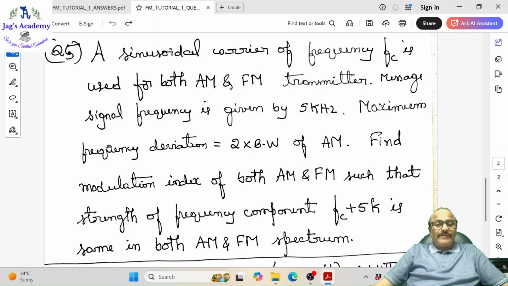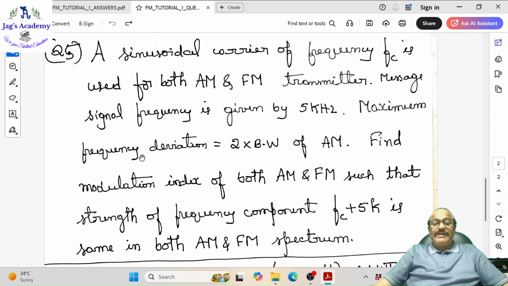Let's do one more question on frequency modulation. Read the question. A sinusoidal carrier of frequency Fc is used for both AM and FM. So here we are considering both AM and FM. Carrier frequency is Fc and it is used for both AM and FM transmitter. Message signal is given by 5 kHz. That means the frequency of the message signal is 5 kHz.